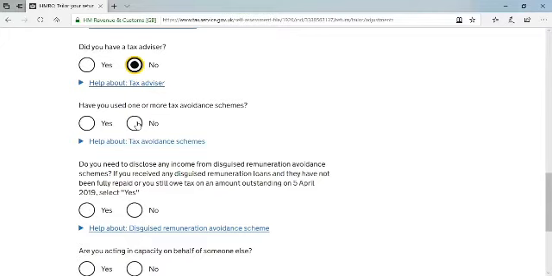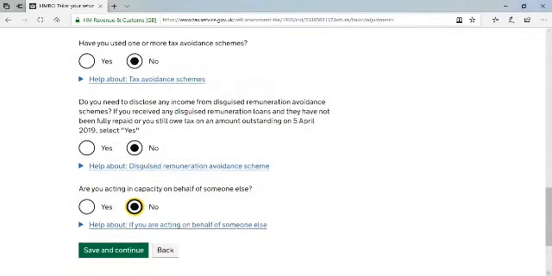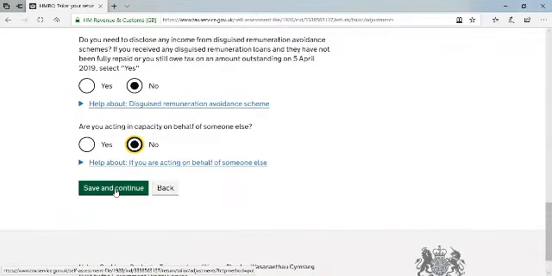Tax avoidance schemes. A contractor limited company is not a tax avoidance scheme. It's a perfectly legal and accepted way of receiving income from your contract in a tax efficient way. You don't need to declare it as a tax avoidance scheme. So no. Disclose any disguised remuneration? No. Are you acting in capacity of somebody else? No. And then continue.